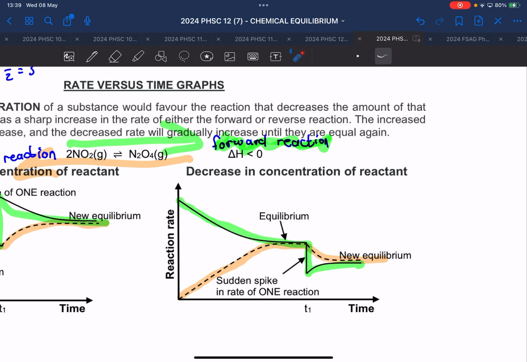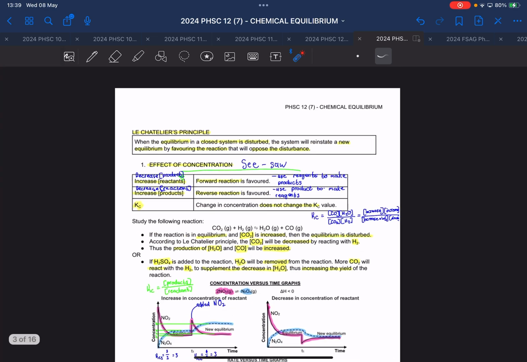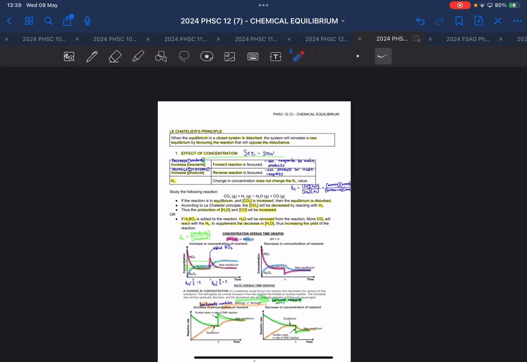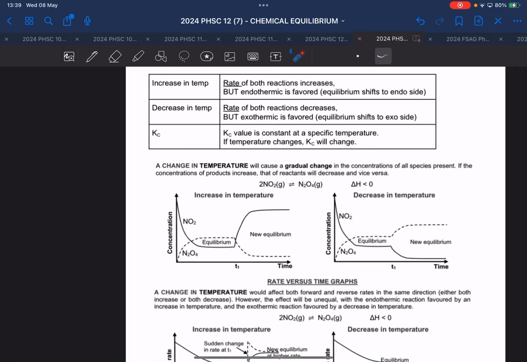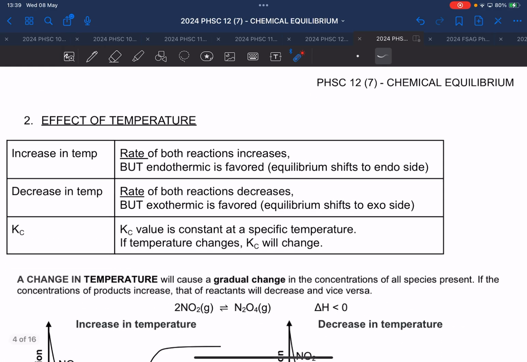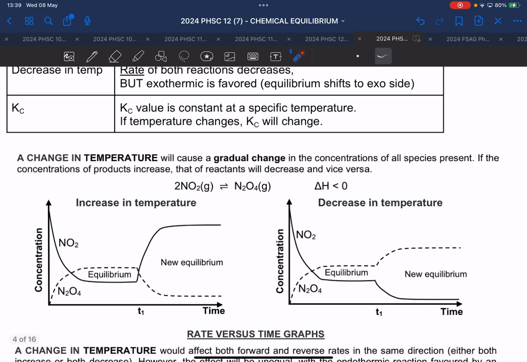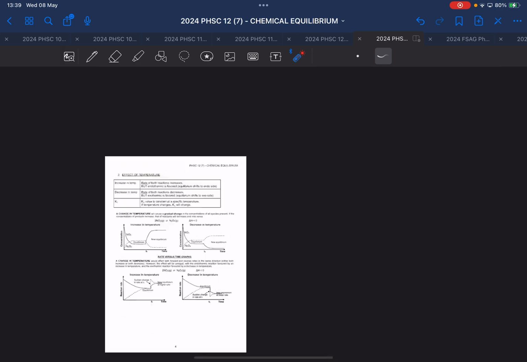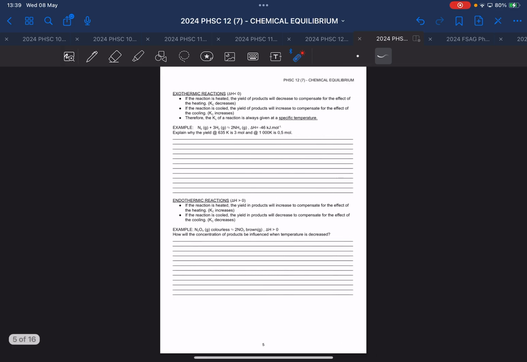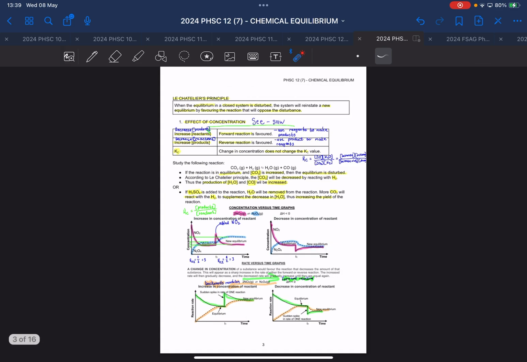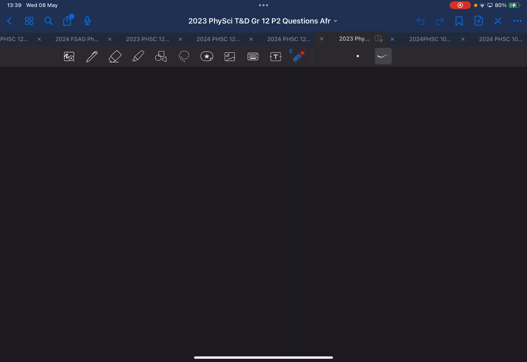So this is the concentration. What happens with concentration? Now I'm just going to introduce you guys to temperature. We won't do much work on it because we have so many people missing due to the open day. When you get this in a test, let me see, this is the Afrikaans version. I still need to open the English version.